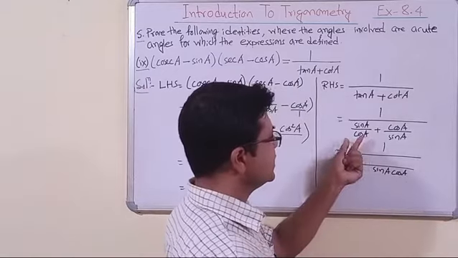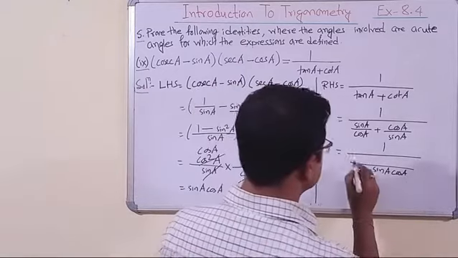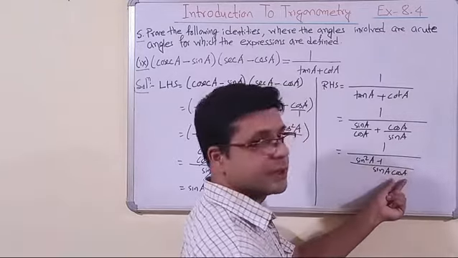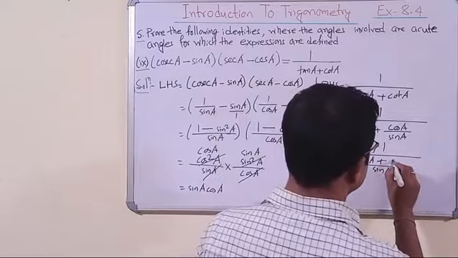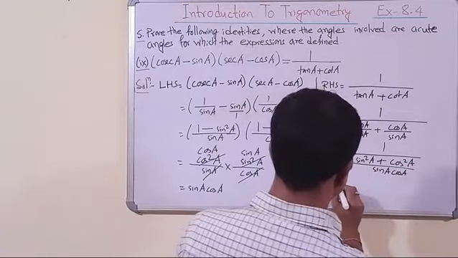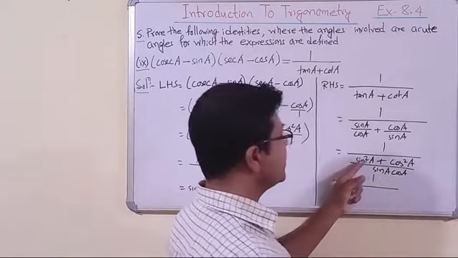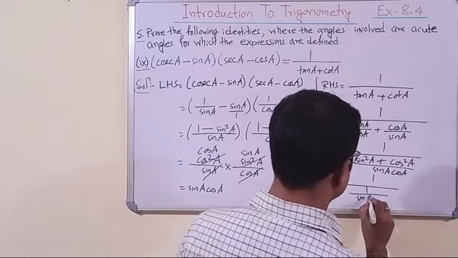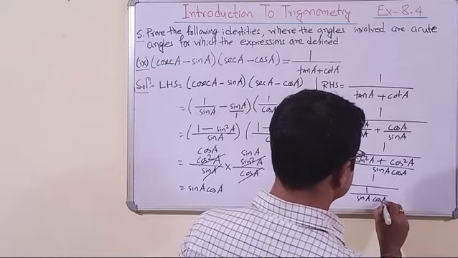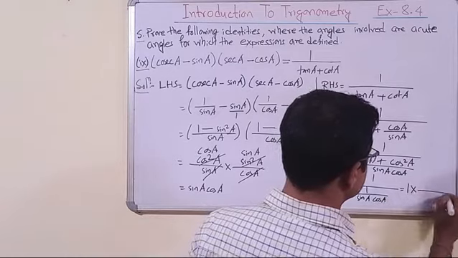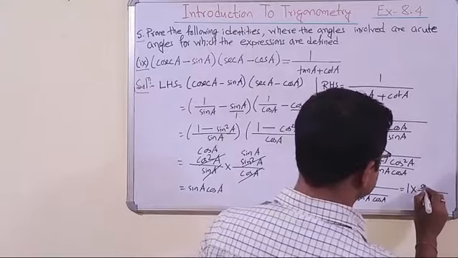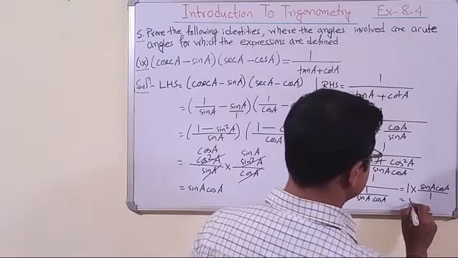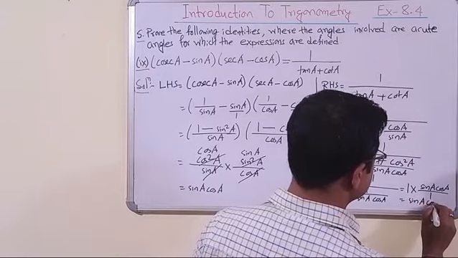This by this is sin A. Sin A into sin A, sin square A, plus this by this is cos A. Cos A into cos A, cos square A. Sin square A plus cos square A is 1 divided by sin A into cos A. So this is 1 into, we'll take the reciprocal, so this is sin A cos A by 1. So if we multiply, this is sin A cos A.